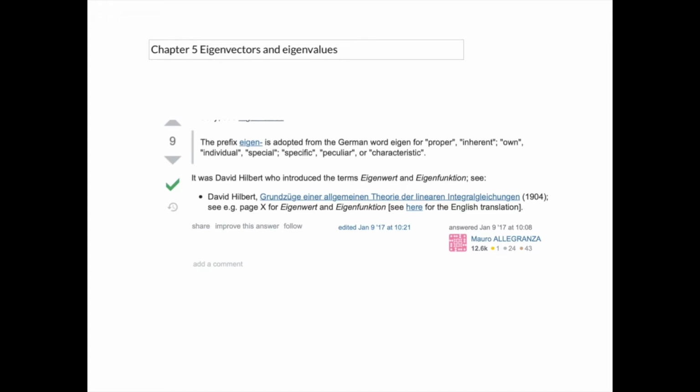Chapter 5 in Anton is about eigenvectors and eigenvalues. This word or prefix eigen comes from German, and apparently it means characteristic, proper, inherent, own. And David Hilbert, a mathematician who lived around 1900, introduced these.